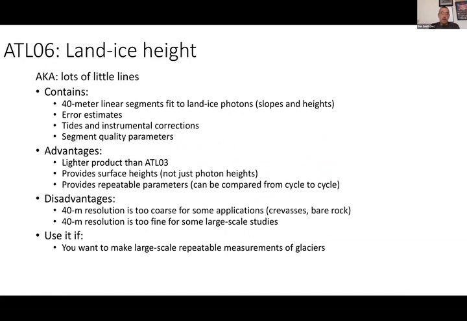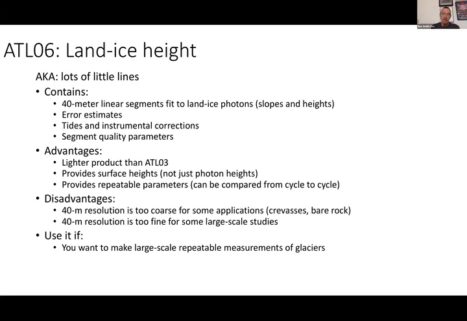A product that's near and dear to my heart is ATL06, the land ice height product. This is lots of little lines that have been drawn on top of the ATL03 product. What it gives you are surface heights. So it takes 40-meter line segments and fits those to collections of ATL03 photons. So it gives you the height and slope of those segments. It gives you error estimates for how well that fit worked. It gives you tides and instrumental corrections and quality parameters that tell you how well the fittings worked.